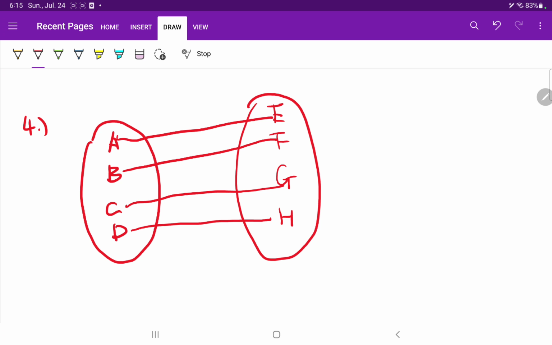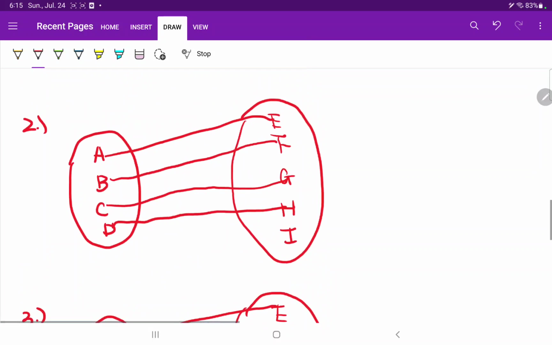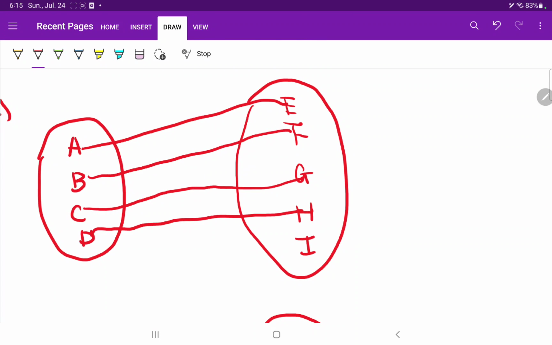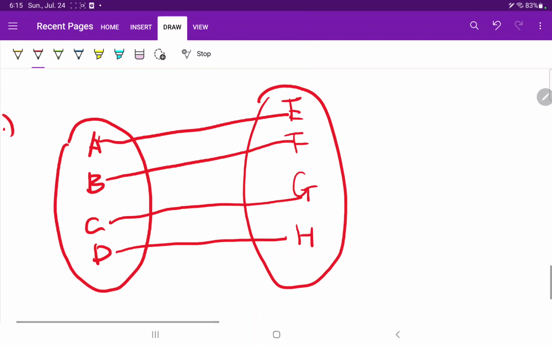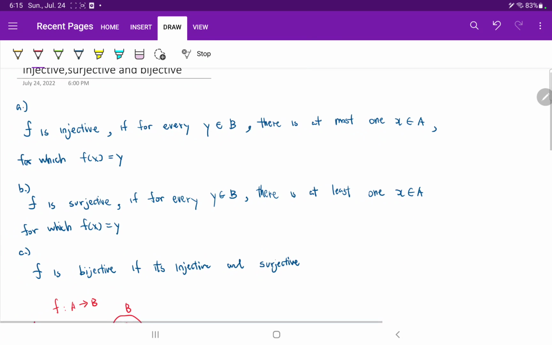So it's injective, but it also satisfies the definition of surjective, because surjective says that every element in our codomain must have at least one. And in this case it does, because there's no situation where there's an I left out and nothing corresponds to it, right? Here every element corresponds to each other and it's also one to one, which is injective, right? So therefore it's both surjective and injective. So we conclude that this is a bijective function. So that's the definition of injective, surjective, and bijective.